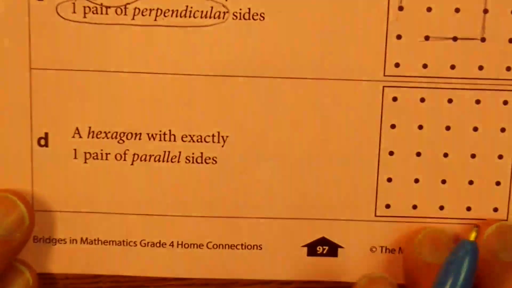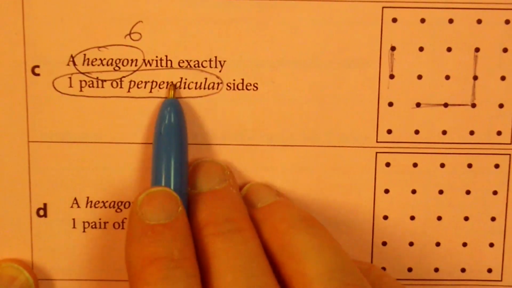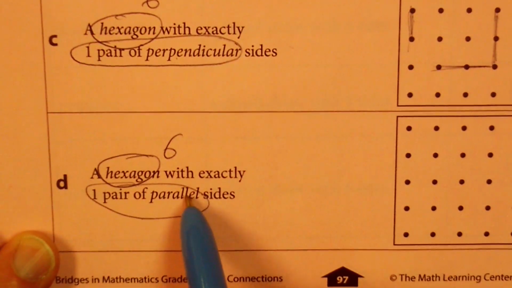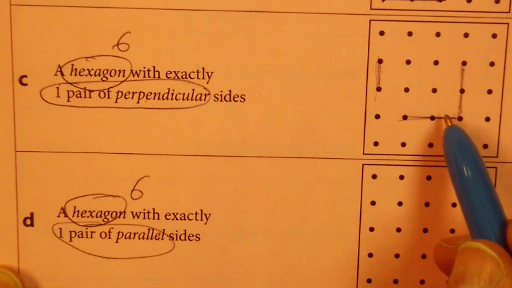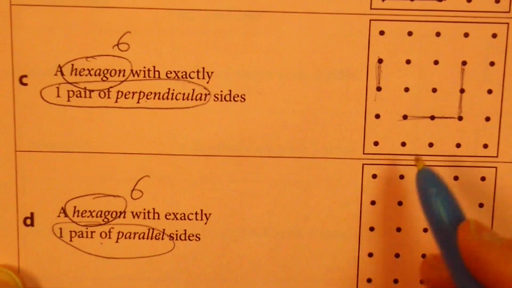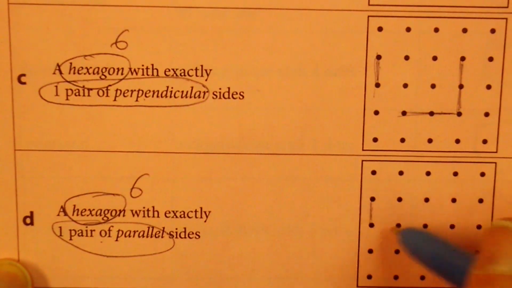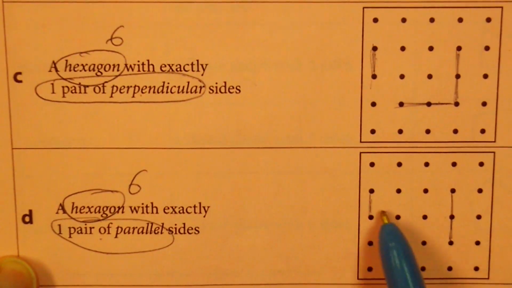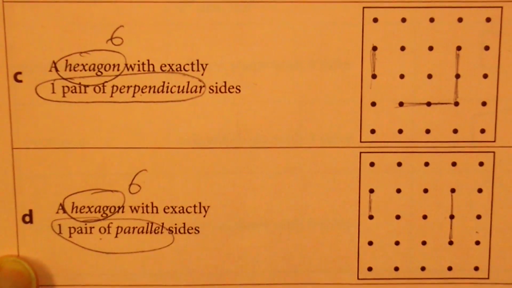Oh, I see what happened, is I read D first. Okay, it's because you have another hexagon, 6 sides, but it says one pair of parallel sides. So this has one pair of perpendicular sides, one pair of parallel sides. And like I said, maybe it's something like this, where maybe those are your parallel sides, and then you fit in your other 4 sides. Just make sure you avoid them being parallel, okay?